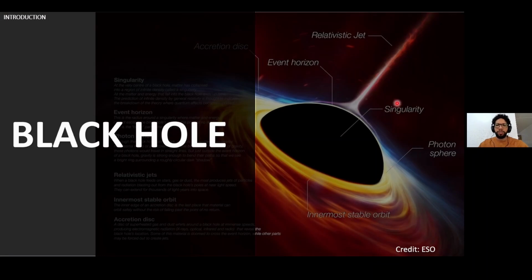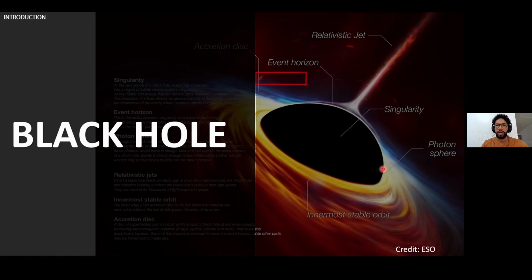Here we have an artistic illustration of a black hole, and I would like to call your attention to two parts of the black hole anatomy. The first one is the event horizon. The event horizon is the boundary around the black hole beyond which events cannot affect an external observer. That is, the event horizon is a surface of no return and delimits this region of no return around the black hole.